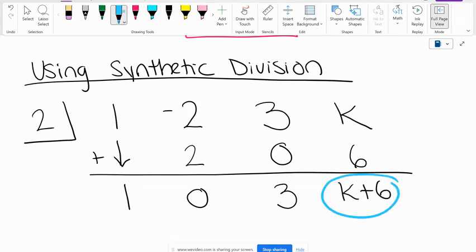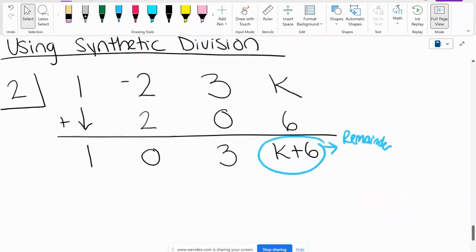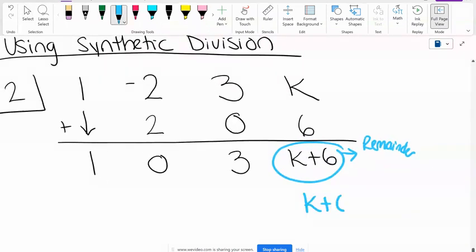Do we all agree this is our remainder? That last column. But what do we know? We need our remainder to equal 0. So once again, we get k is equal to -6.